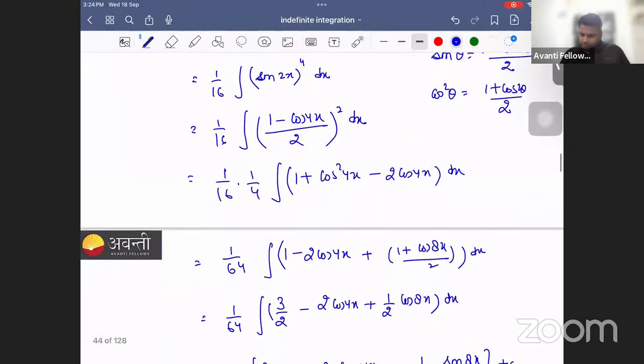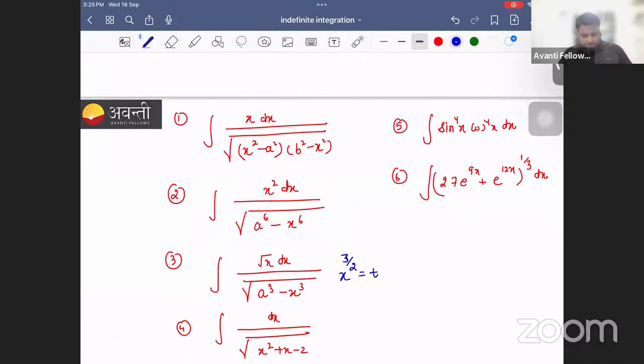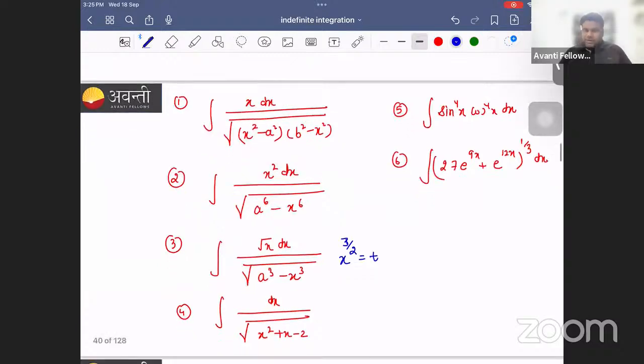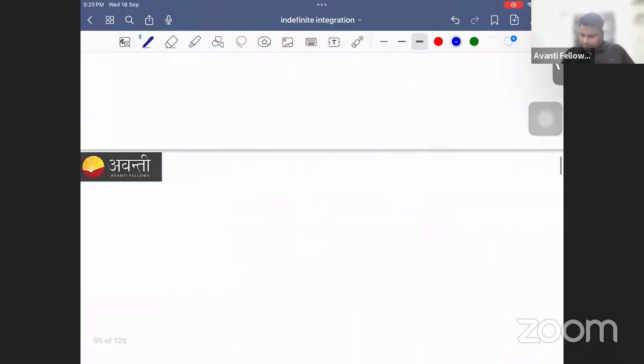Now, there was another question. 27 e to the power 9x plus e to the power 12x whole to the power 1 by 3 dx. Any idea? Anybody would like to present something? Some idea if you have?